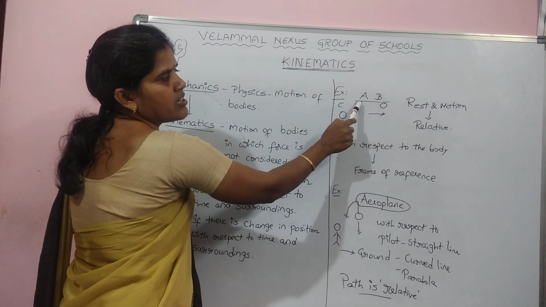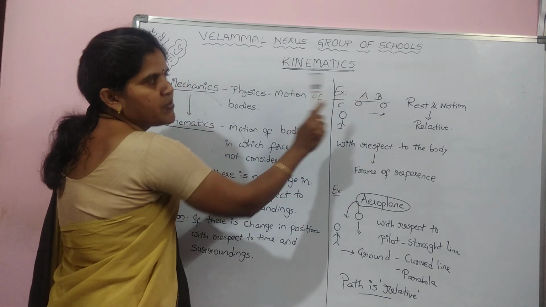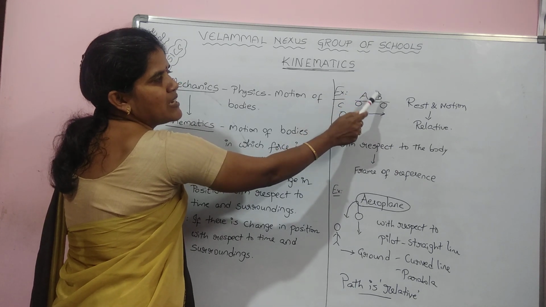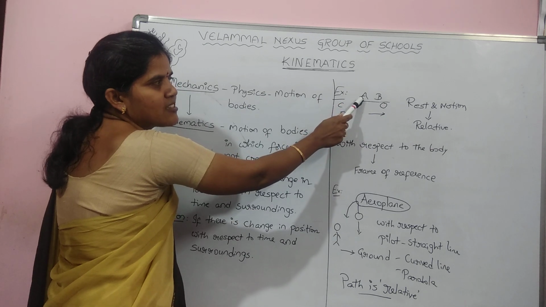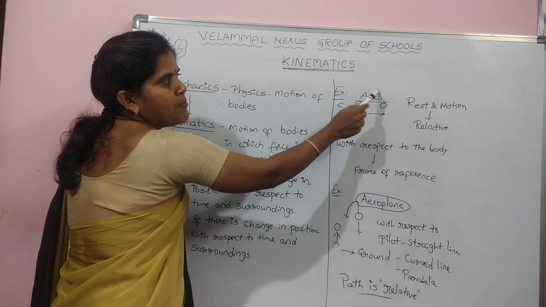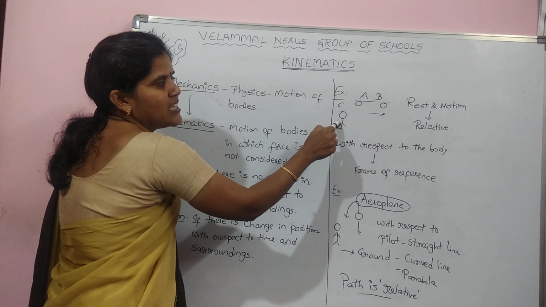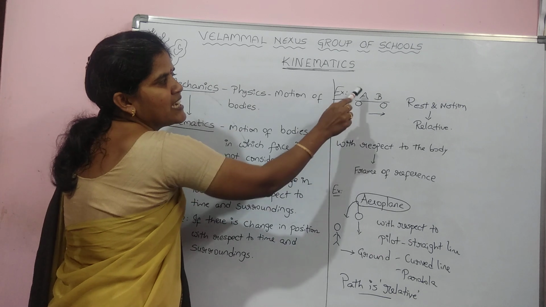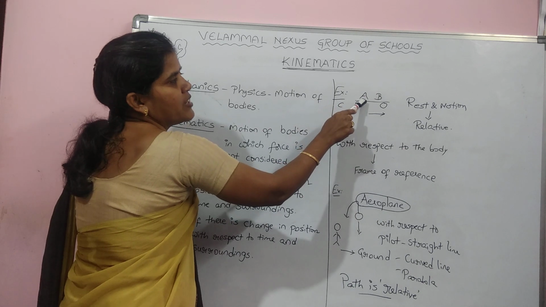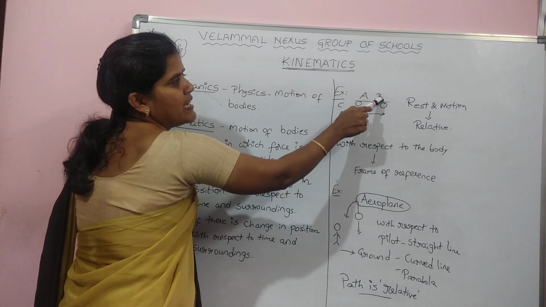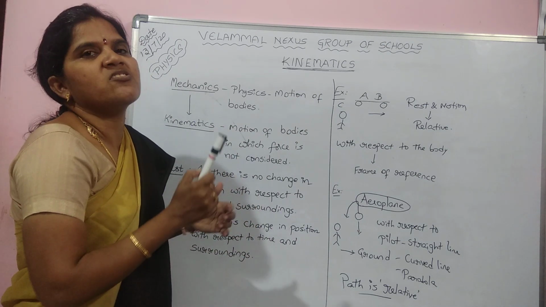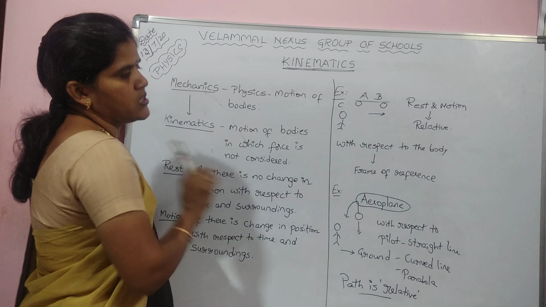Suppose two persons are sitting in a train and a person is observing them. A is at rest with respect to B, so B is the frame of reference. B is at rest with respect to A, so A is the frame of reference. Now the train is moving, and C is observing them. With respect to C, C is the frame of reference, A and B both are in motion. Even though the train is moving, A is at rest with B, and B is at rest with A. That means when the frame of reference changes, the state of the body also changes.